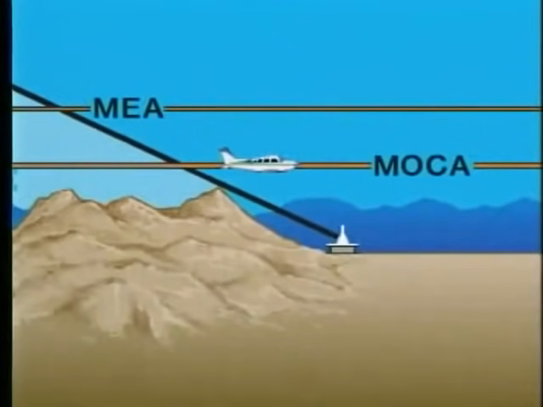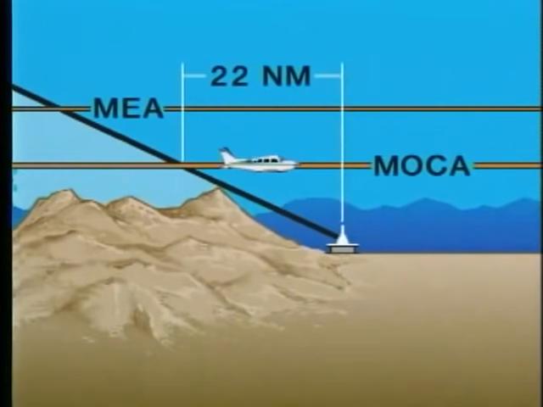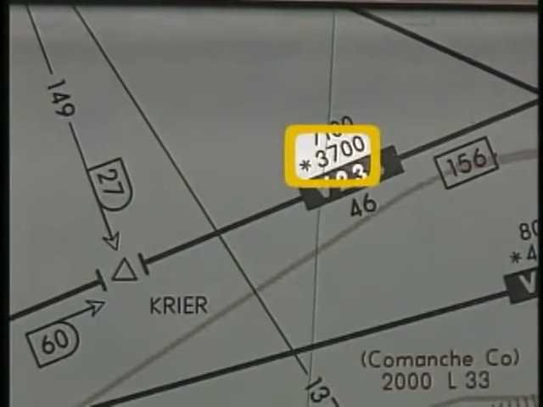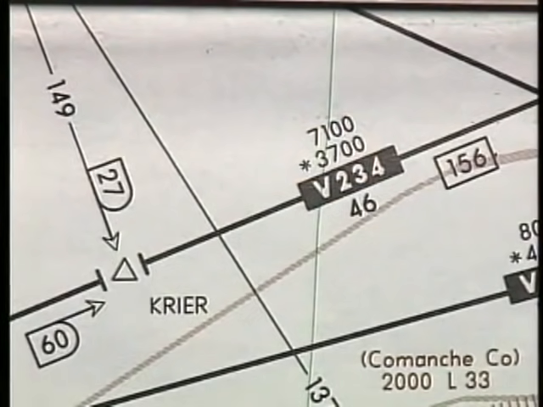A minimum obstruction clearance altitude, or MOCA, meets obstruction clearance requirements, but only guarantees reliable signal reception when you're within 22 nautical miles of the navigational facility. This altitude is listed when it is lower than the MEA. To avoid confusion, the MOCA is preceded by an asterisk.